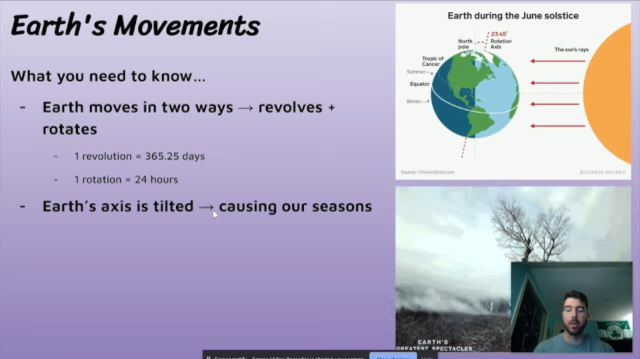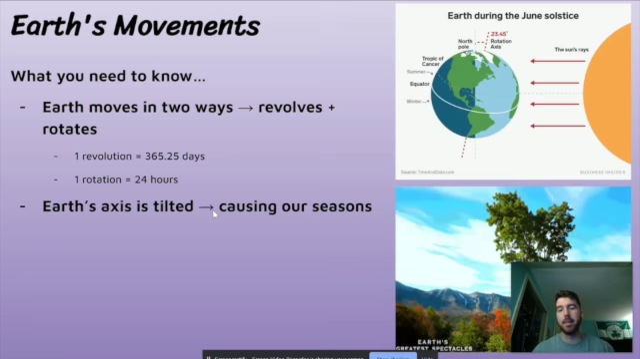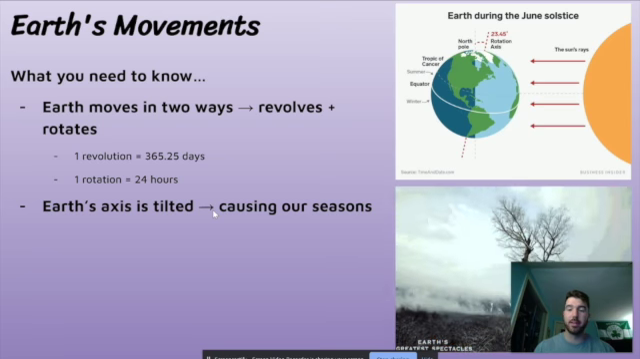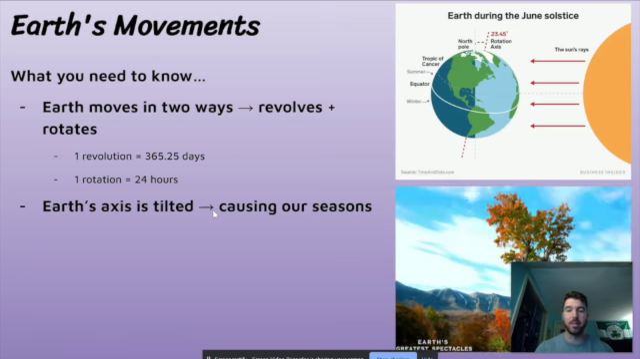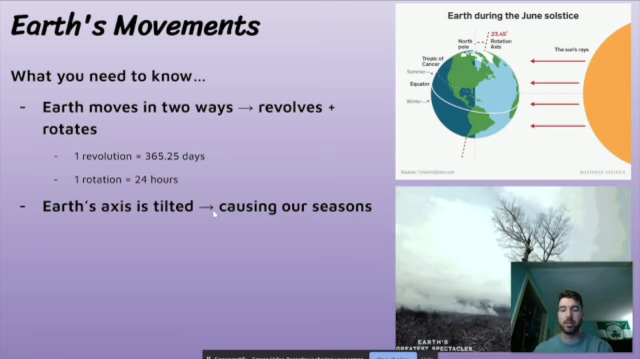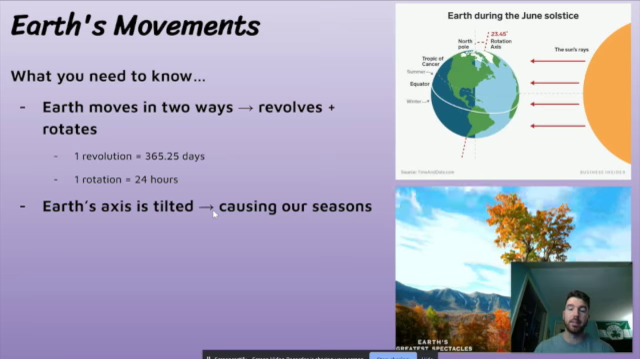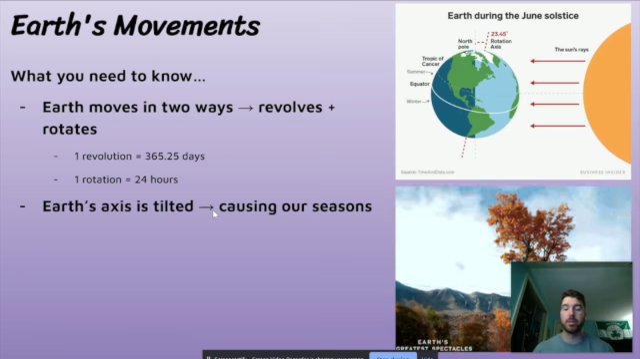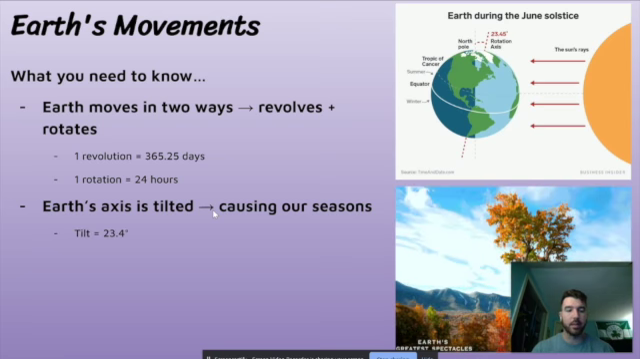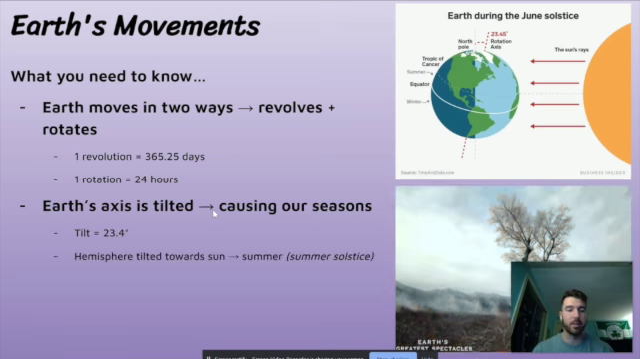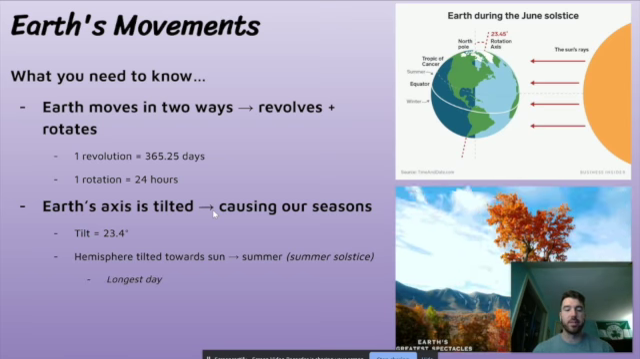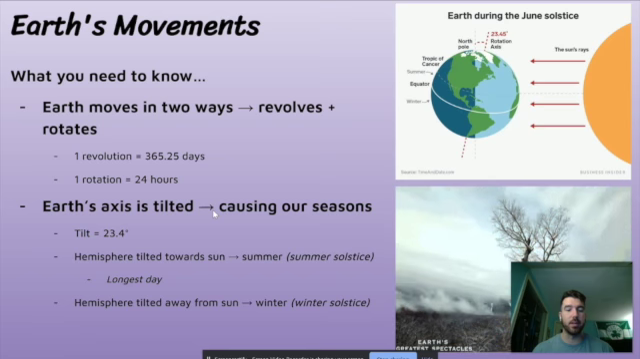We also need to know that Earth's axis is tilted, and that's why we have our seasons. Remember, it's very important to know that it's not the distance away from the sun, because in actuality, in January, the Earth is closer to the sun than it is in July. It's the way that the Earth is tilted towards the sun that causes our seasons. And once again, the tilt of the Earth is 23.4 degrees. Hemisphere tilted towards the sun is summer. Hemisphere tilted away from the sun is winter.